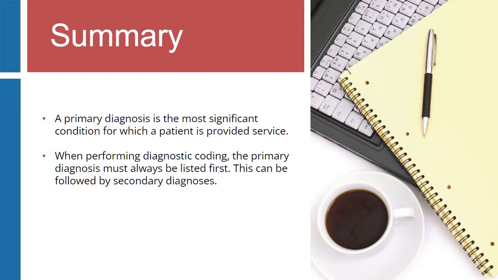And so this is the end of the first lesson. Remember, I told you I'm going to go over two different PowerPoints. So in summary, a primary diagnosis code is the most significant condition for which a patient is provided service. Always list that code first, and then you want to list the secondary diagnoses. And remember, up to 12 diagnosis codes can go in a claim form.